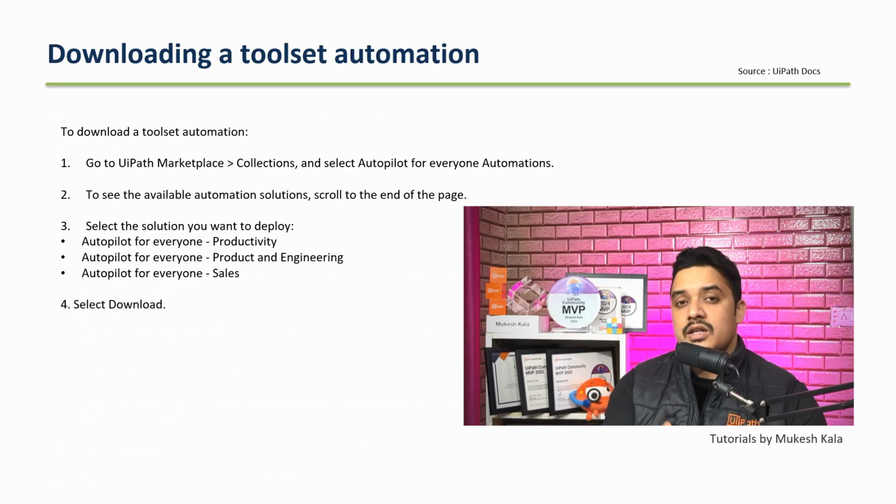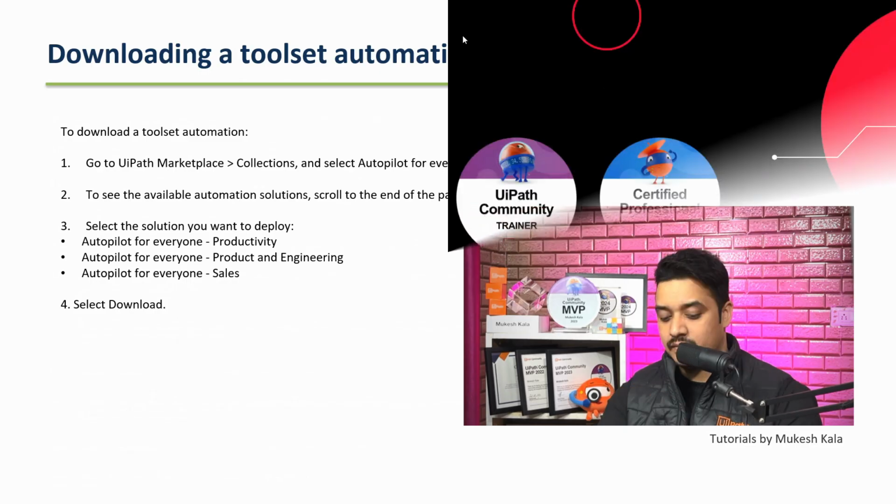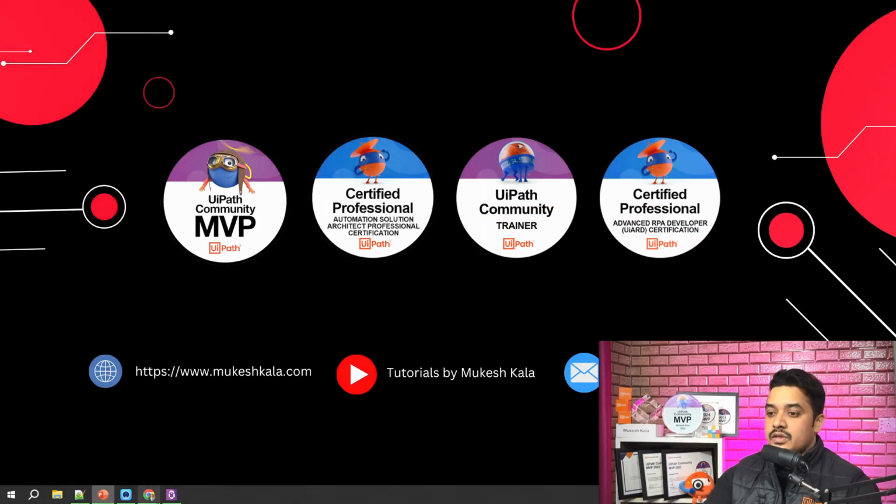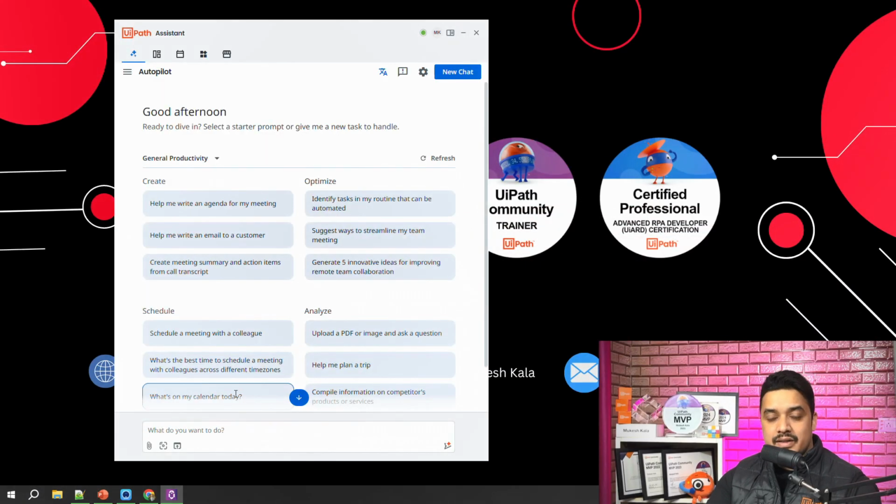I request you guys to just open your cloud account and try to follow along with me so that you can also have the same automations at the end of this tutorial. Okay, so let's go and try to download the toolset automations. The first thing first, you need to have the UiPath Assistant and you need to have the UiPath Autopilot for everyone enabled on the assistant. In case you don't have that, please watch the previous video.